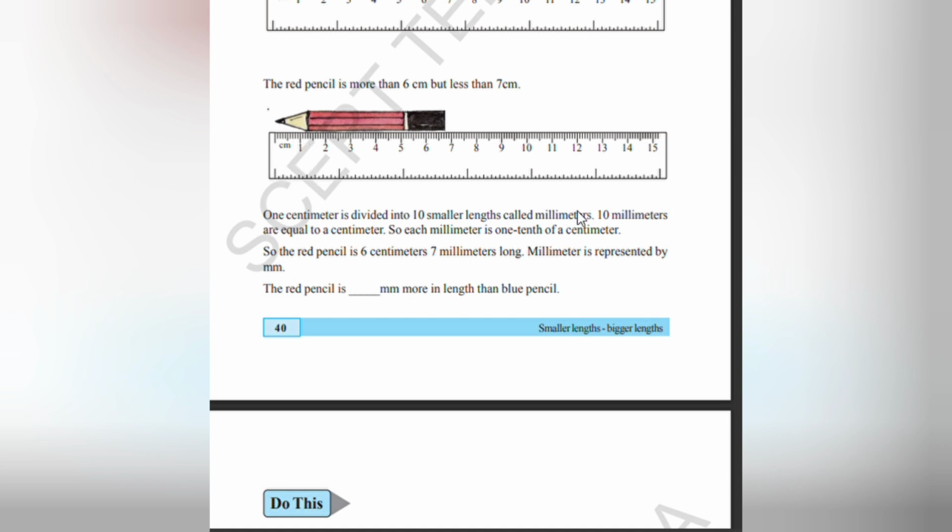The smaller length is called millimeter. 10 millimeters is equal to a centimeter. So each millimeter is 1/10 of a centimeter. So the red pencil is 6 centimeters 7 millimeters long. Millimeter is represented by how much? Mm. The red pencil is 6 millimeters more in length than blue, 7 millimeters more in length. Okay. Here it is 6, but here what do we have to write? 7.